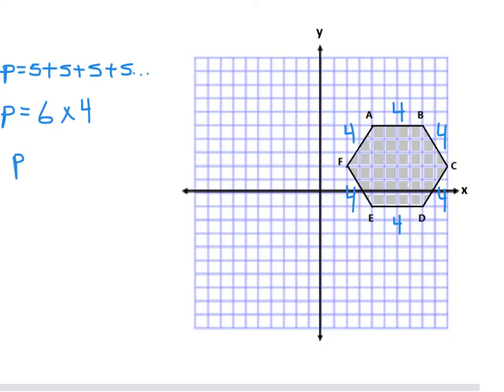And that's fine. You can add them all up, but just don't get confused. We're not multiplying a length and a width here. We're just multiplying equal lengths over and over again. And so that's going to give us 24 units. Right, now for perimeter, that's all we have to do. But for area, we're going to have to divide this up.